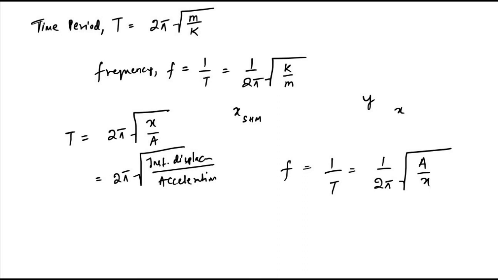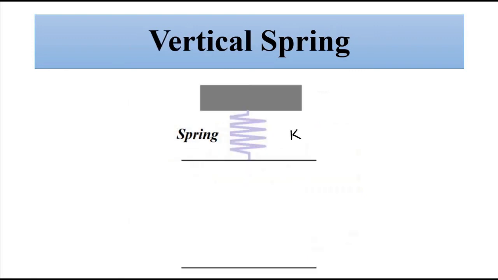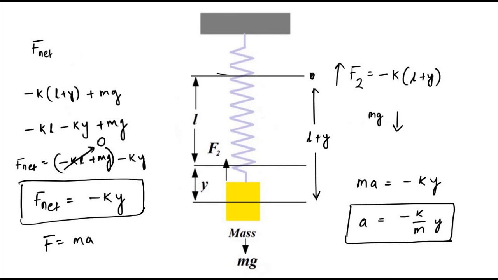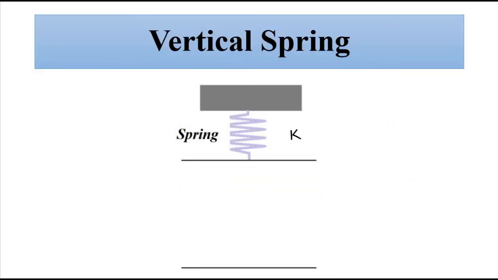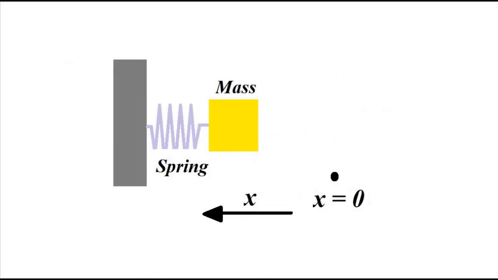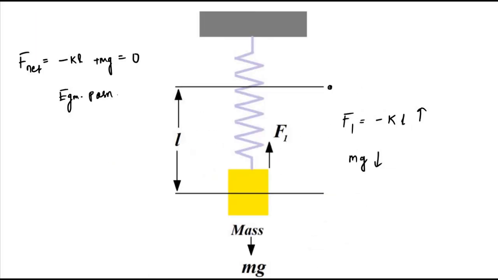So here we have discussed the example of simple harmonic motion with a loaded spring, first in the horizontal position, next in the vertical position. In the vertical position, because of the influence of gravity, there is a little bit of difference between the horizontal movement of a loaded spring and the vertical movement of a loaded spring.